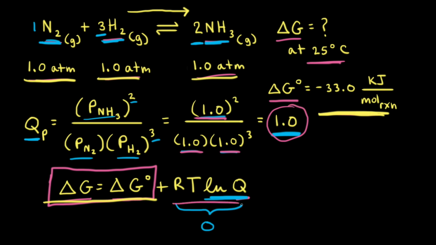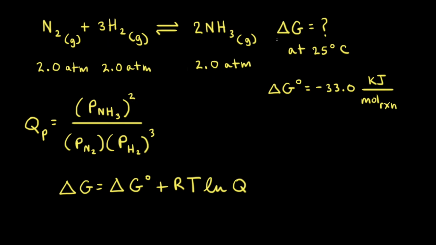which made the second term equal to 0. So only when the substances are in their standard states is delta G equal to delta G naught. So if we had a different set of partial pressures, delta G wouldn't be equal to delta G naught. Let's calculate delta G for this same reaction at 25 degrees Celsius. However, this time, instead of having partial pressures of 1 atmosphere, all 3 gases at this moment in time have a partial pressure of 2 atmospheres.